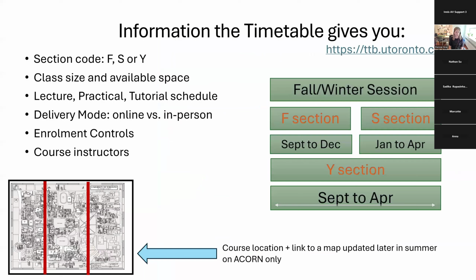We're going to go into the timetable in a minute, but just to give you an idea of the information the timetable gives you, it tells you the section code of the course. If it's a half credit course, you need to know if it's offered in the F section or in the S section. Does the course start in September or does it start in January? Or is it a Y section course?